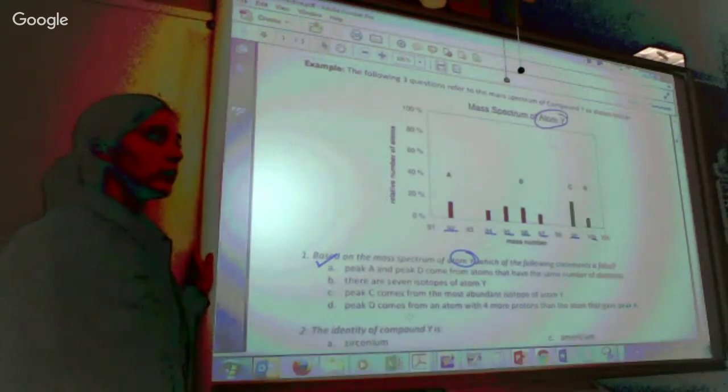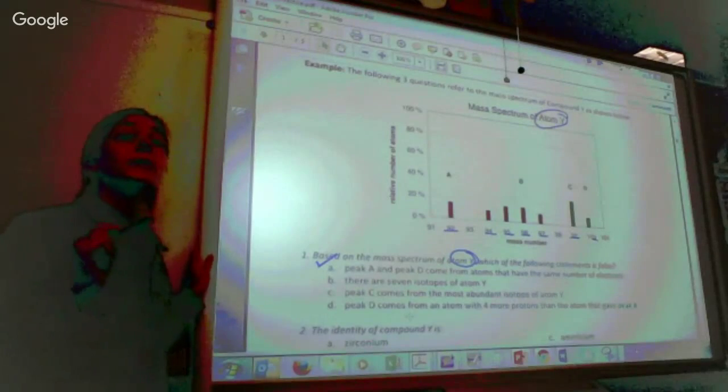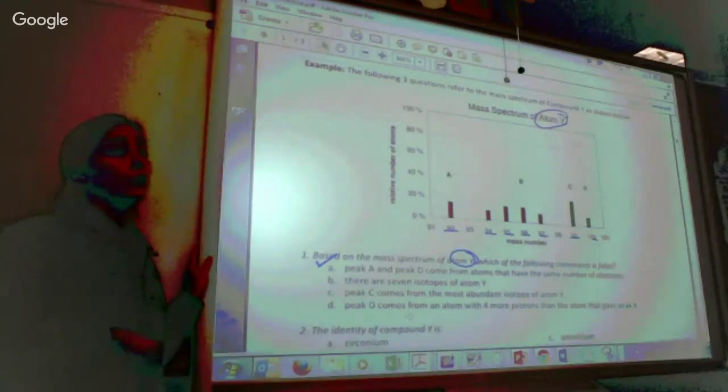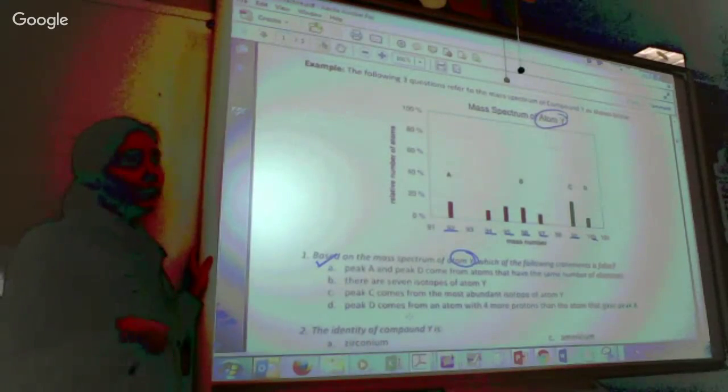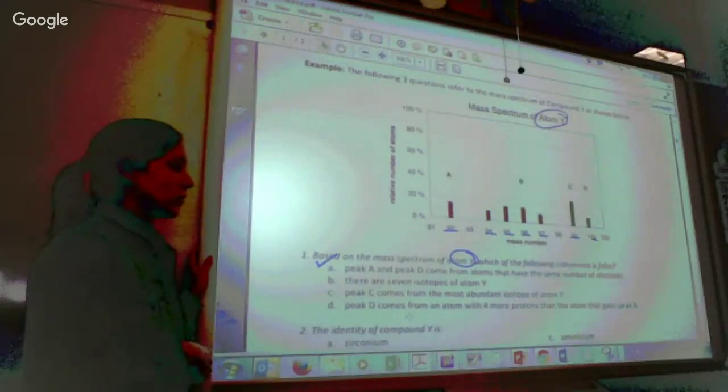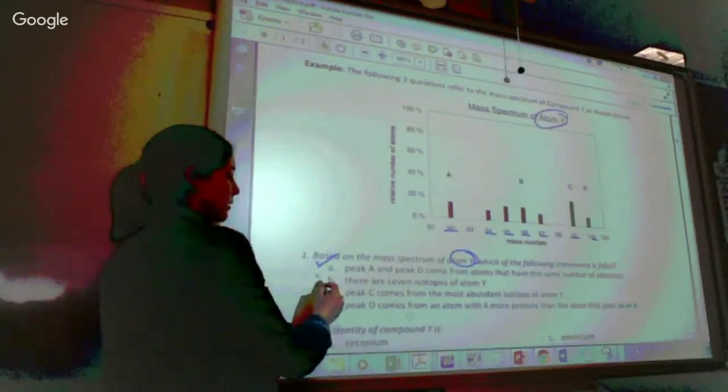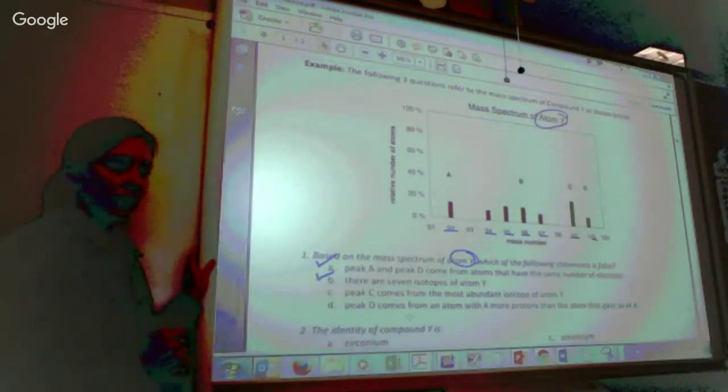Remember, isotopes can have a different number of neutrons. And electrons are very, very light, so they're not going to make a difference in your mass. So there are 7 isotopes of atom Y. Check. We just checked that and agreed.